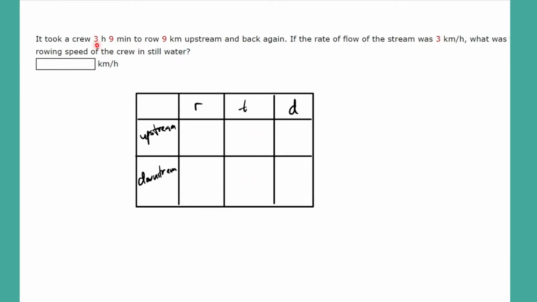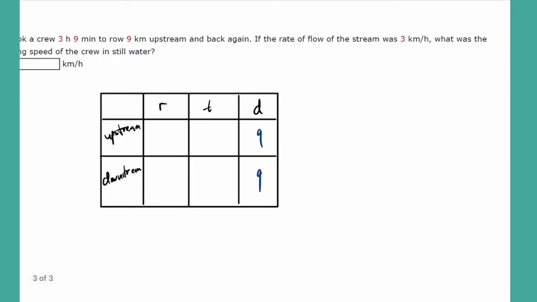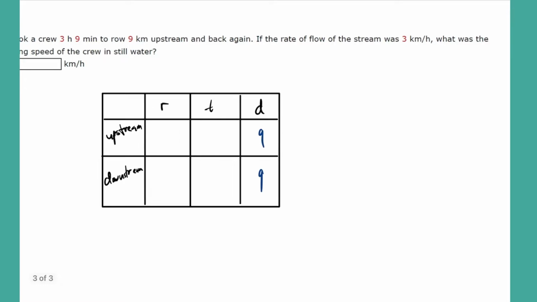It took a crew 3 hours and 9 minutes to row 9 kilometers upstream. So it looks like the distance is 9 kilometers. So we can fill that in, distance. And it's the same distance going back. If the flow of the stream was 3 kilometers per hour, well, we know when we're going upstream, it's the rate of the boat minus the current. When we're going downstream, it's the rate of the boat plus the current. So that would be the rate for each of these two.